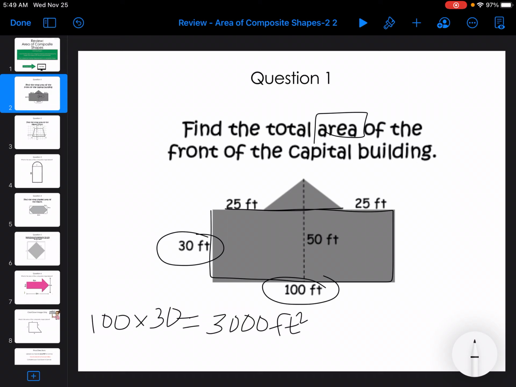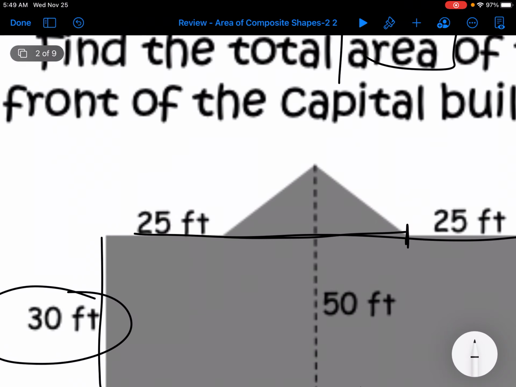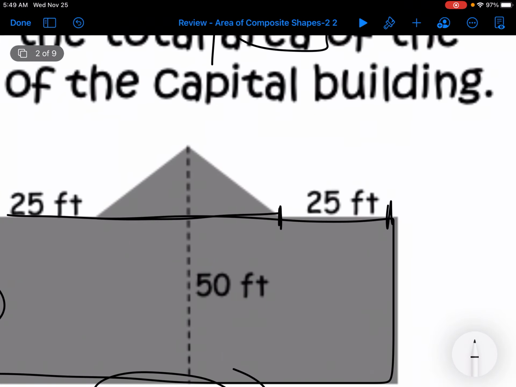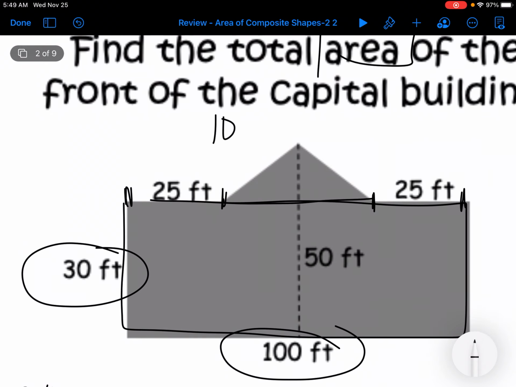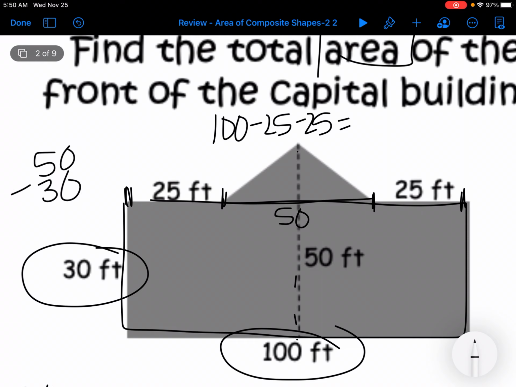So I know that if I have a line, right, and this part's 25, and this part's 25 over here, I can do 100 minus 25 minus 25. It's going to leave me with this part being 50. I also know that if I have 50 as my dotted line, and I subtract off 30 because that's this part, I'm left with 20. So the height of my triangle is 20.